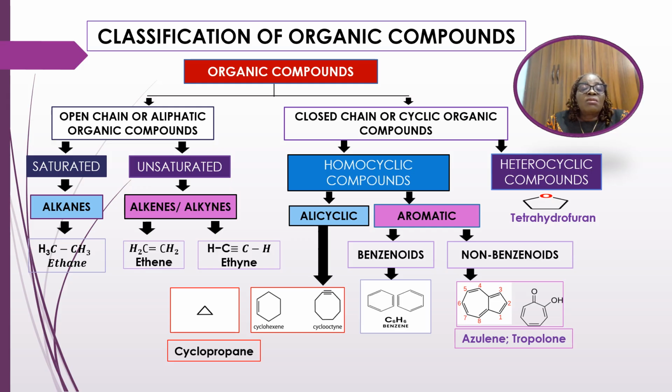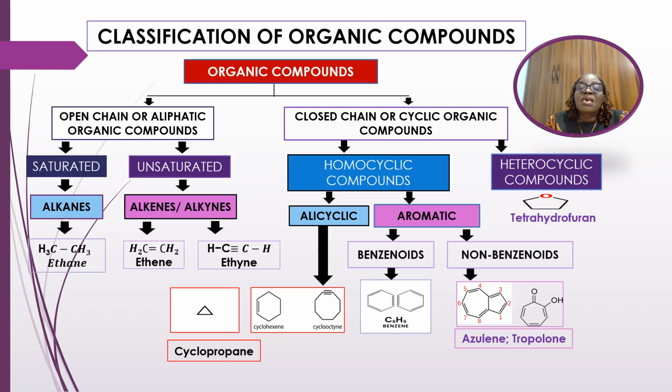The open chain or aliphatic organic compounds are further divided again into two groups, saturated and unsaturated. Under the saturated, we have alkanes. An example we place here is ethane. And then under the unsaturated, further divided into two groups, alkenes and alkynes. We have an example of an alkene, ethene, and an example of an alkyne, ethyne.